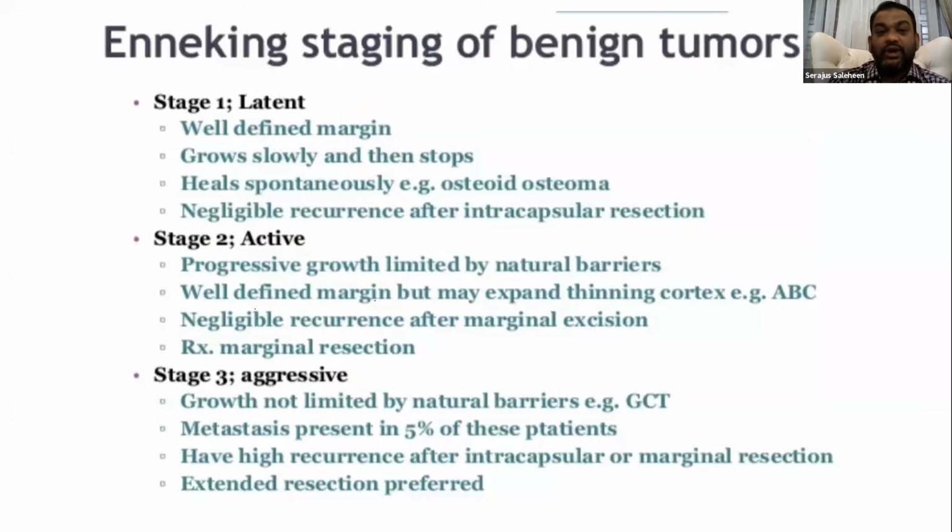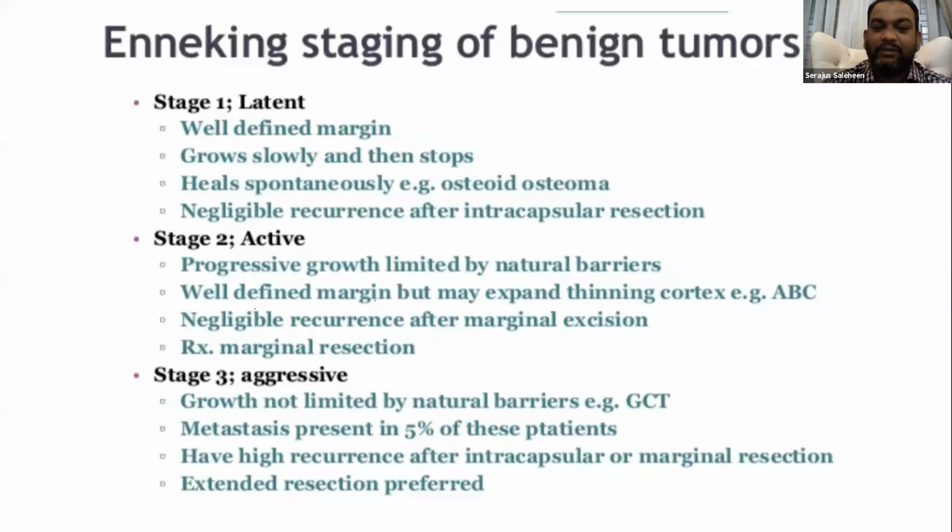So now, after getting biopsy, we should stage the disease. All of you know the Enneking staging system of the benign tumor. I am not going to go through the details of the staging system, but I am going to say that stage 1 is the latent tumor. It is a very slow growing tumor, and stage 2 is the active tumor.